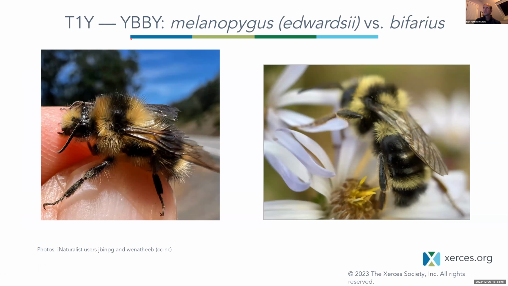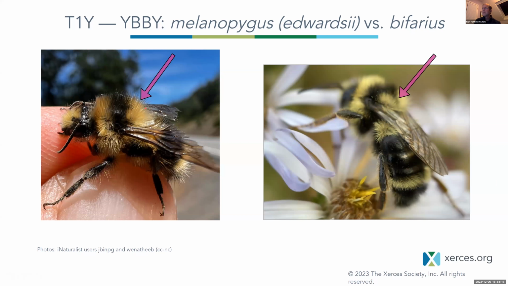Again, these are yellow, black, yellow males. So the red here has been replaced with black. Bombus melanopygus on the left, Bombus bifarius on the right. Two things that we can look at to distinguish these two species from each other.